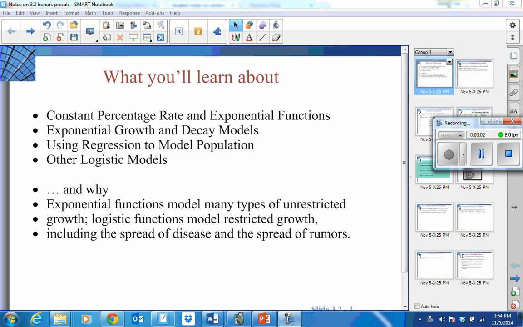So this is section 2 for honors pre-calculus, and what we're going to learn about is a constant percentage rate and exponential functions, exponential growth and decay models, using regression models to model population, and other logistic models. Why are we going to do this? Because exponential functions model many types of unrestricted growth. Logistic functions model restricted growth, including the spread of disease and the spread of rumors.